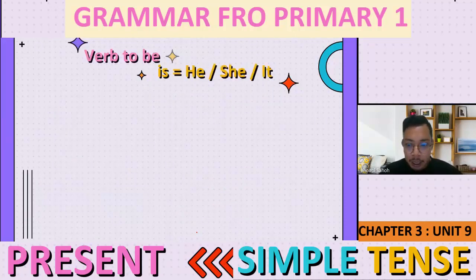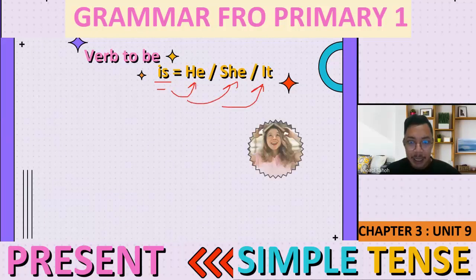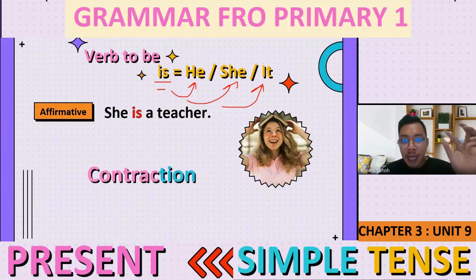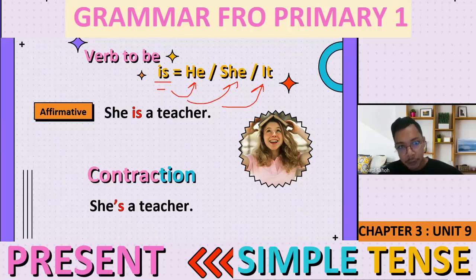Next. We use is with he, she, and it. This one, affirmative: she is a teacher. Contraction becomes she's a teacher. She is a teacher becomes she's a teacher. All right. Next.